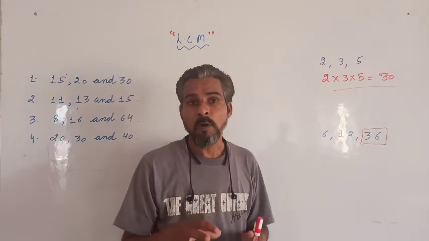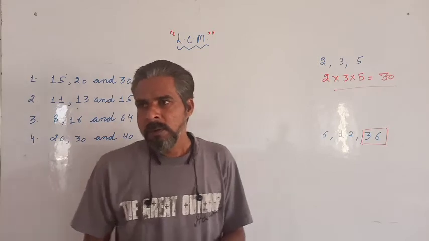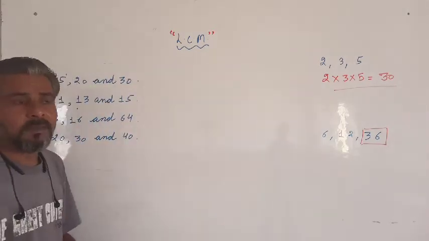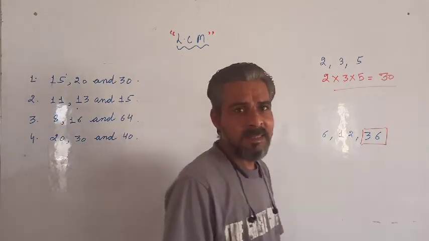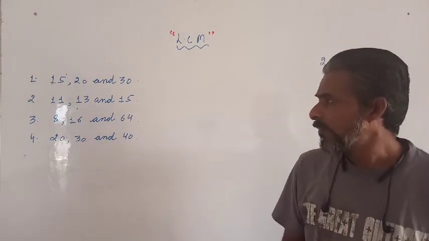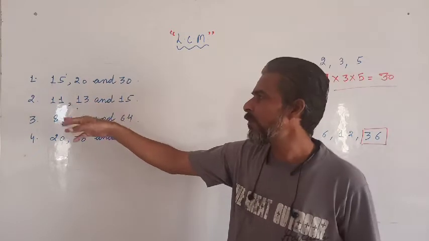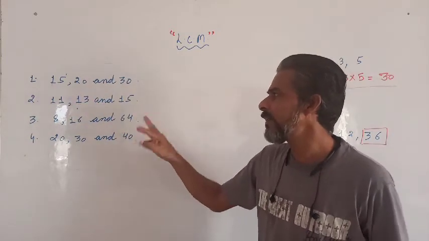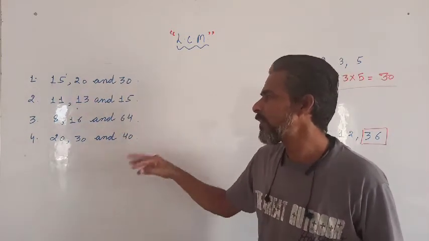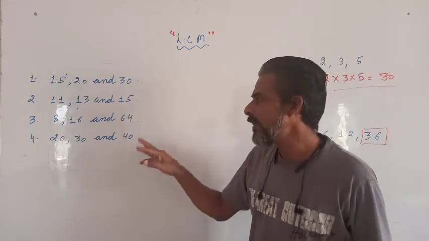To check whether you have learned the LCM or not, I will give 4 questions today. First question is, you have to find the LCM of 15, 20 and 30. Second, 11, 13 and 15. Third, 8, 16 and 64. Fourth, 20, 30 and 40.